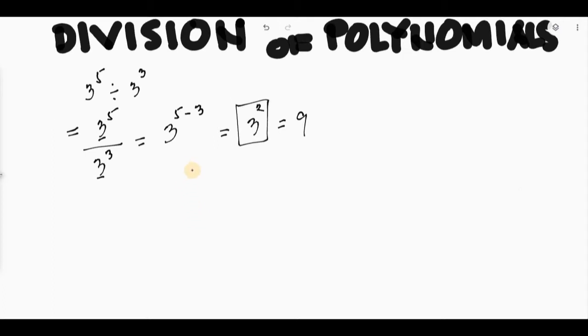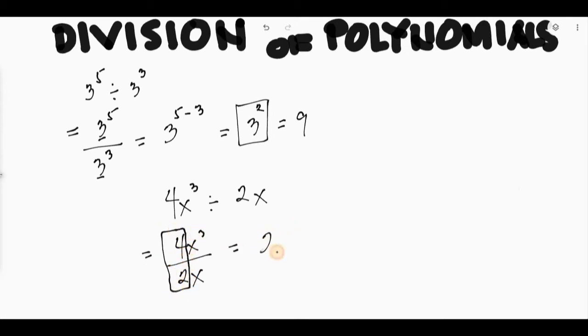Another example, if I have 4x cubed divided by 2x. So we're going to divide first the numerical coefficient, that is 4 divided by 2, and then we're going to copy the variable and subtract the exponent. Remember, kapag wala nakasulat, it means meron siyang 1. So this will give us 2x squared. So that is the final answer.